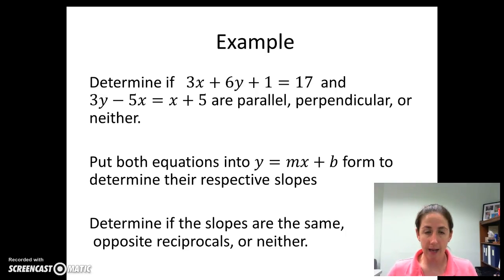So I want you to do that. Do it just like we did in the previous example, getting it into y equals mx plus b form, and then look at those two slopes. Are they the same? Are they opposite reciprocal? Or are they neither?